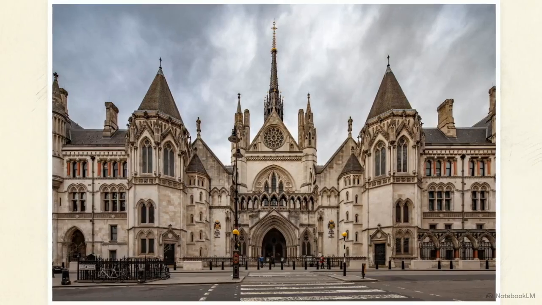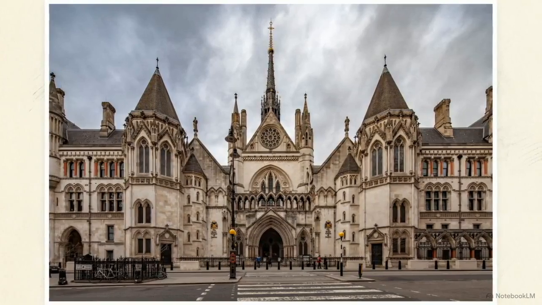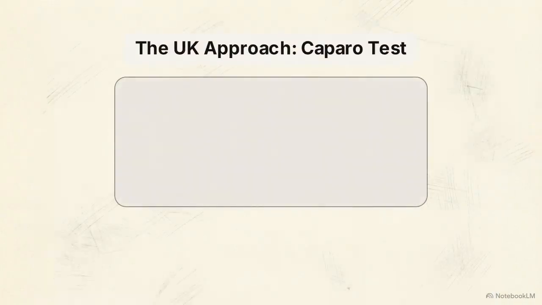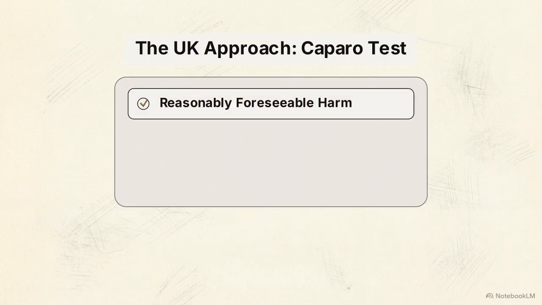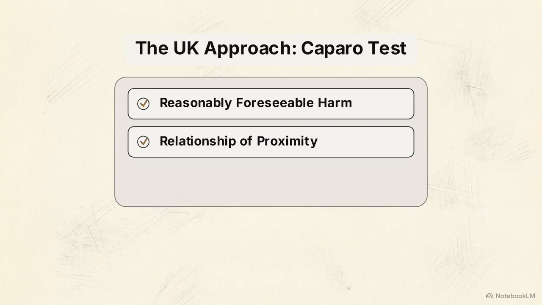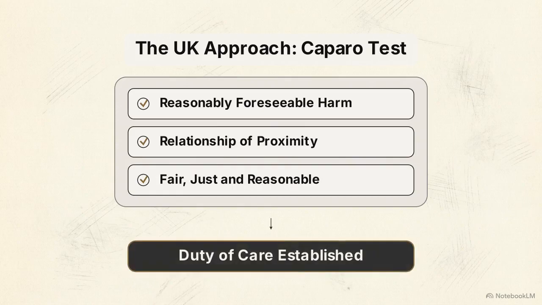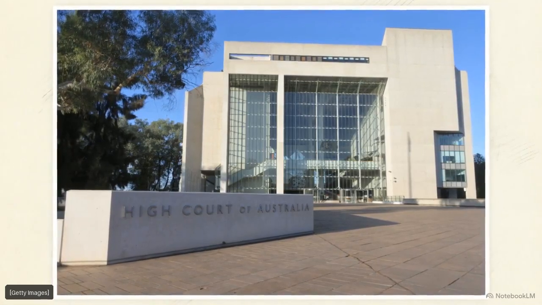In the United Kingdom, establishing a duty relies heavily on the 3-stage Caparo test. This diagram outlines the UK approach. For a duty to exist, the harm must be reasonably foreseeable. There must be a relationship of proximity between the parties, and the court must decide it is fair, just, and reasonable to impose liability.